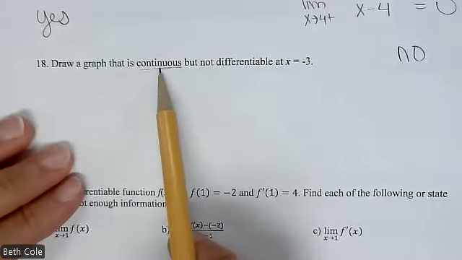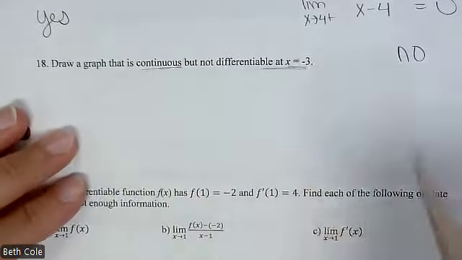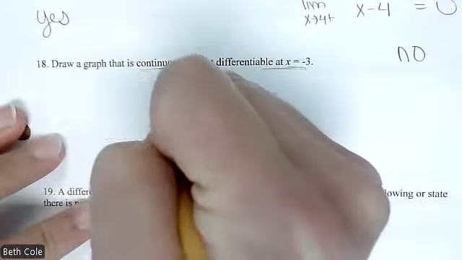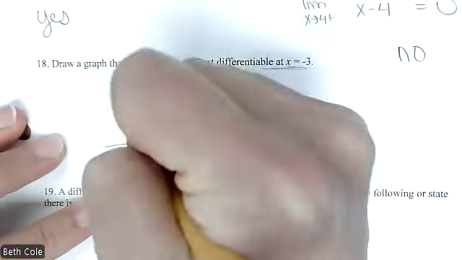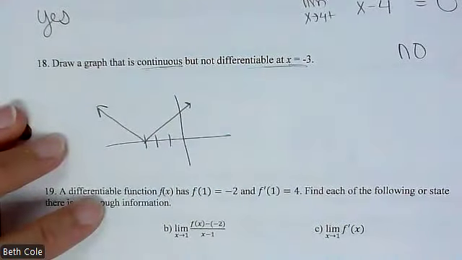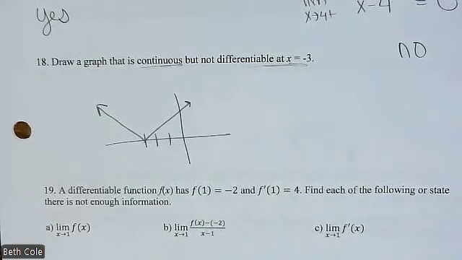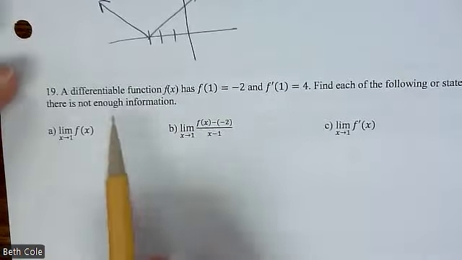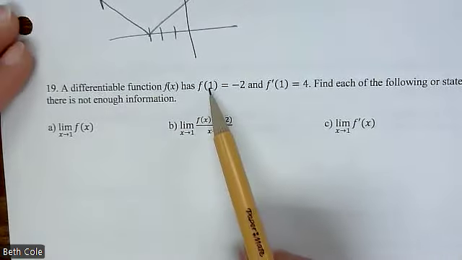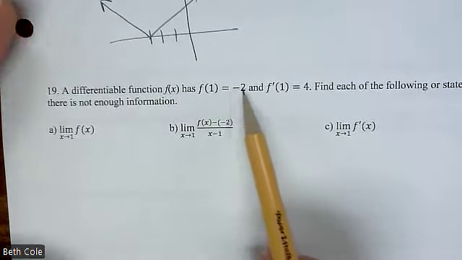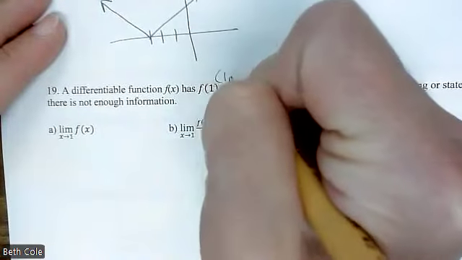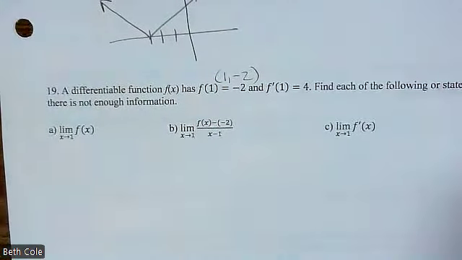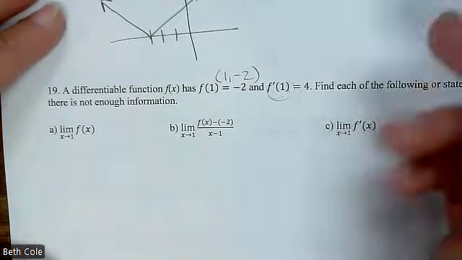Draw a graph that is continuous, but not differentiable at -3. Well, what can I put at -3? Sharp edge. It's multiple choice. All right, a differentiable function has the property. Oh, how will I tell you to rewrite this? As a point. Oh, and derivative means slope.